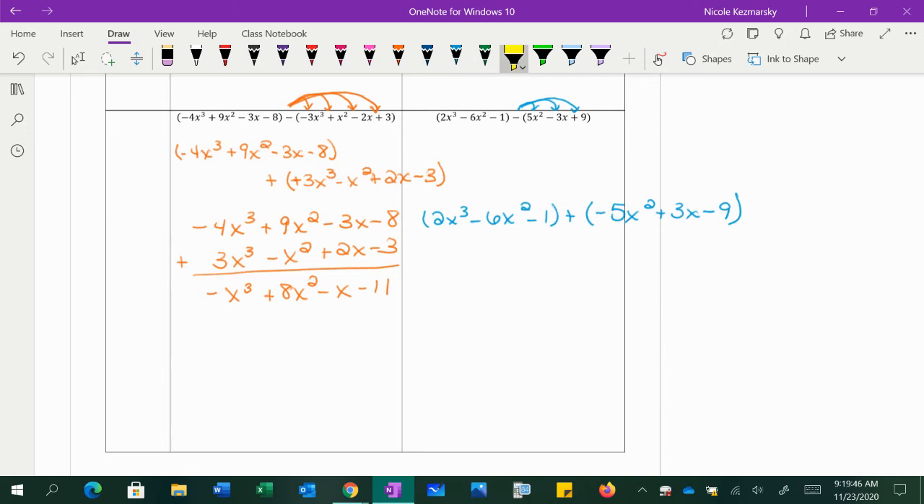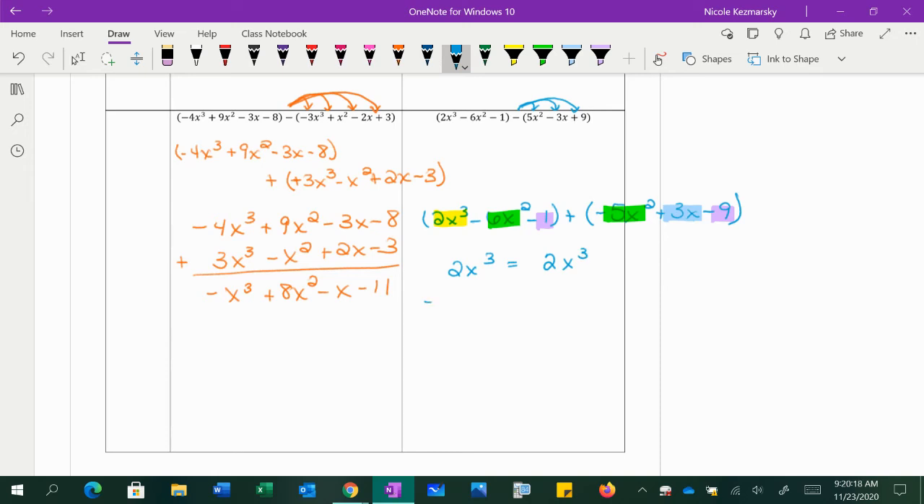And let's highlight. So I've got a 2x cubed, but I don't see another x cubed. I do have some x squareds in both polynomials. In the first polynomial, I don't have just a plain old x, but in the second one I do. And then I have constants in both. So I have to be real careful when I'm grouping here, because I've got the 2x cubed with nothing to add to it.